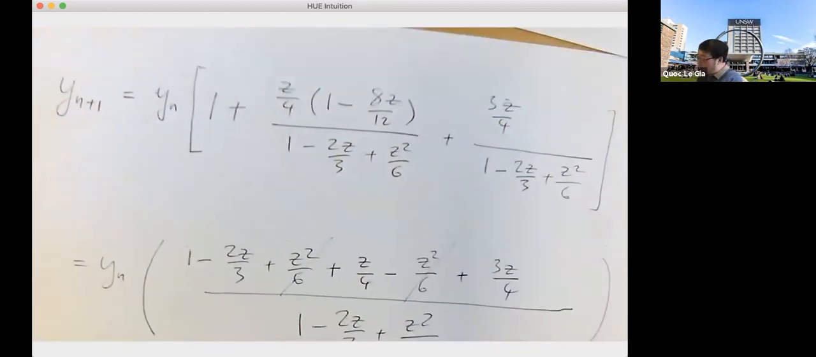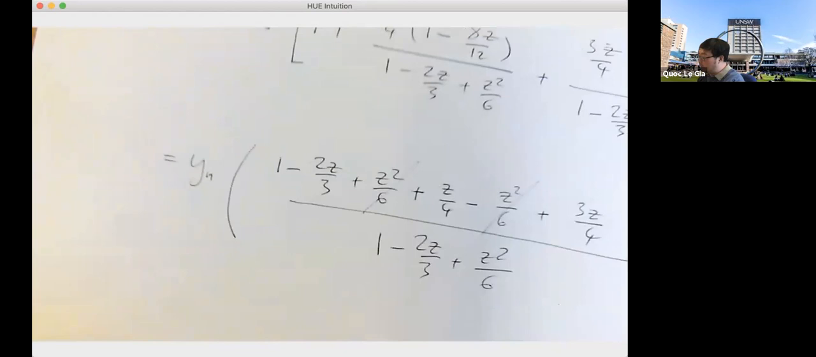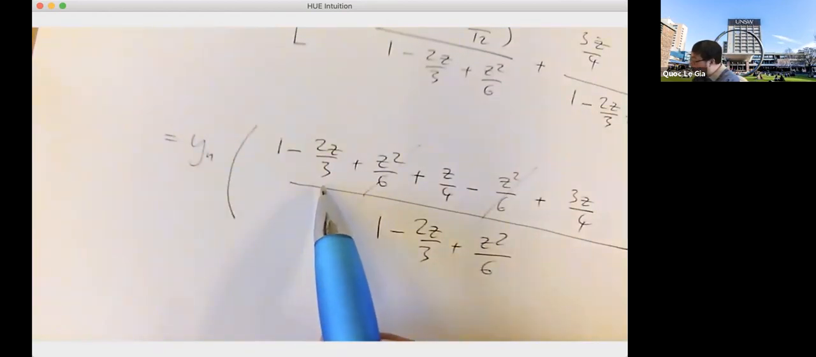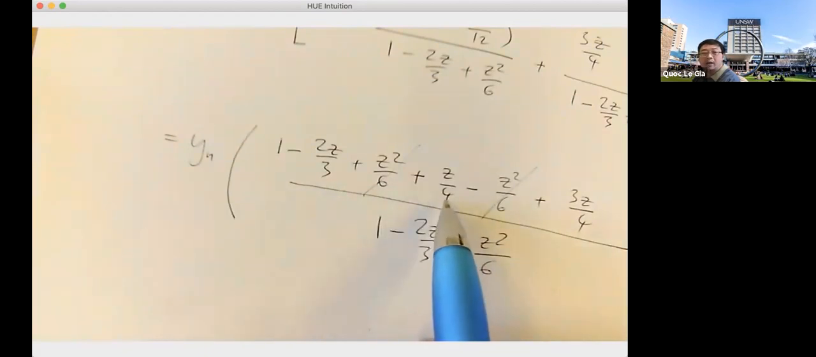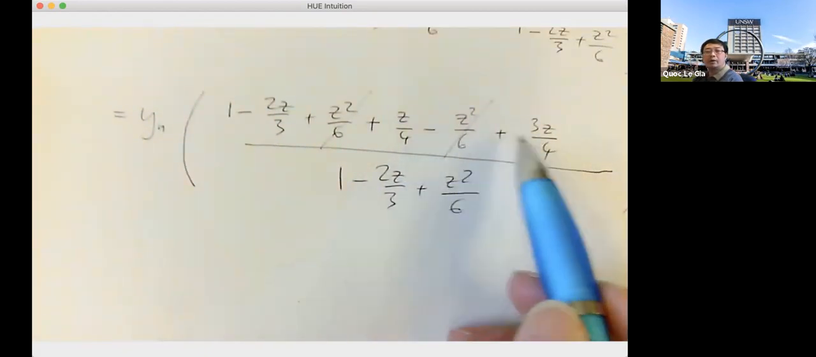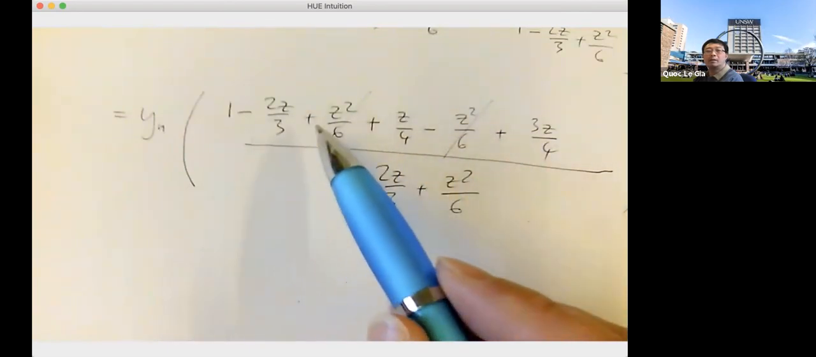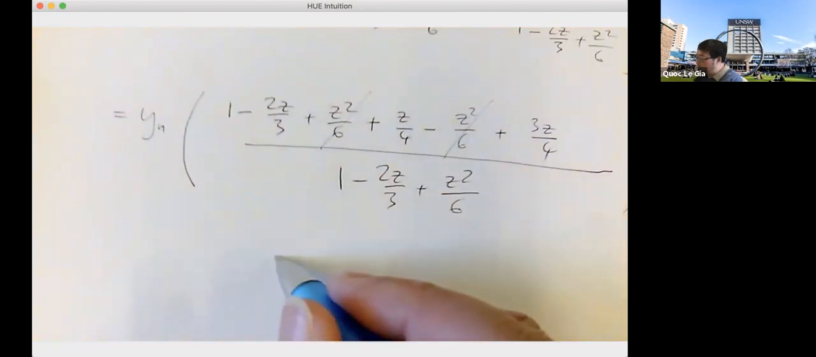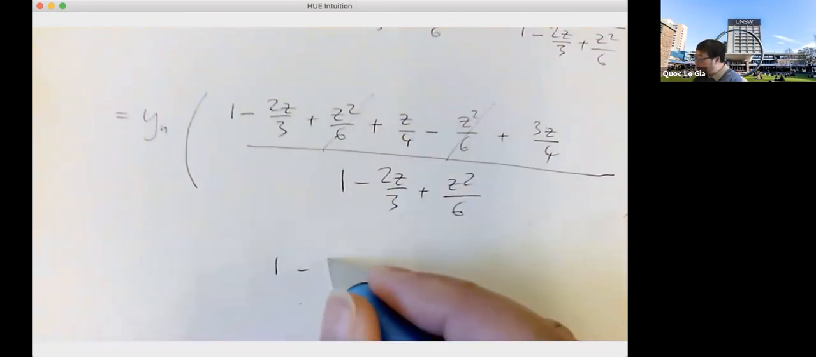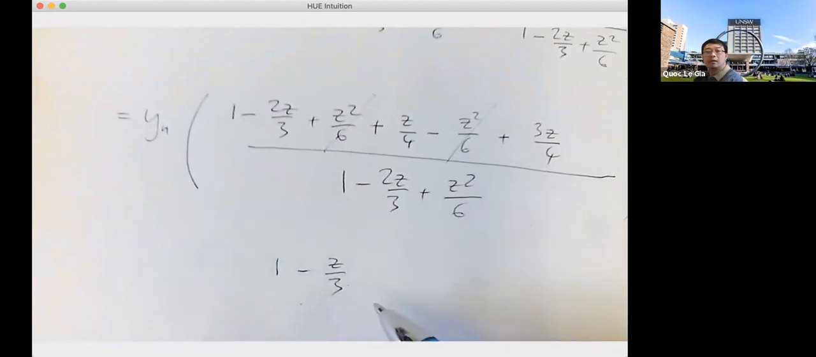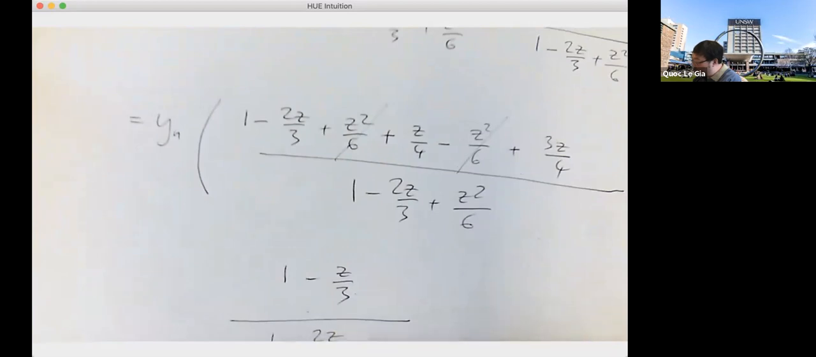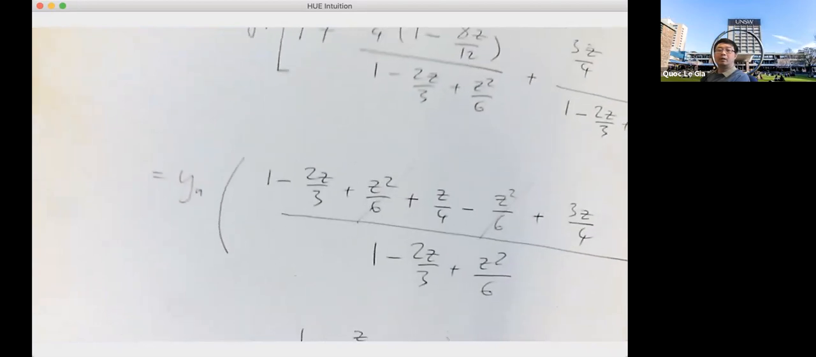And now what is the remaining? So 1/4 plus 3/4 is just 1. And 1 minus 2/3 is just 1/3. So you just get 1 minus z over 3 . That's it, right? And then over 1 minus 2z over 3 plus z squared over 6. Okay, so this is the Q of z. Let's see whether we get it correctly or not.